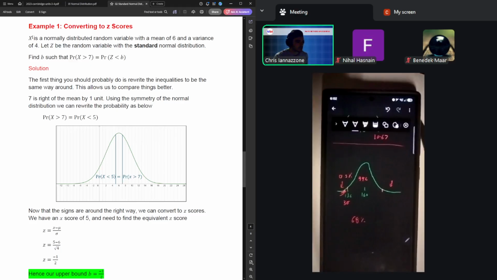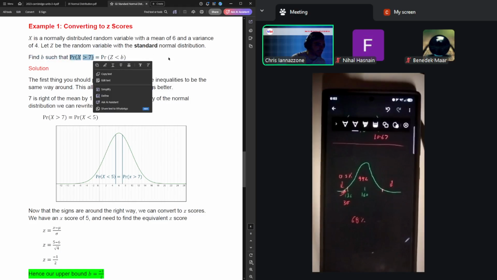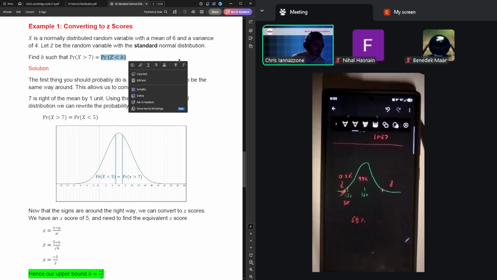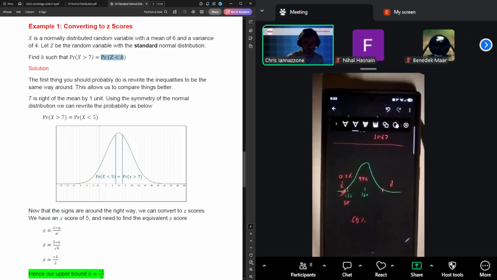So let's have a look. X is a normally distributed random variable with a mean of 6 and a variance of 4. Notice that I said variance this time rather than standard deviation. Let z be a random variable with the standard normal distribution. Find b such that this is true. Right, probability of x being greater than 7 is the same as the probability of z being less than b. We have this direct comparison between an x-related probability and a z-related probability.